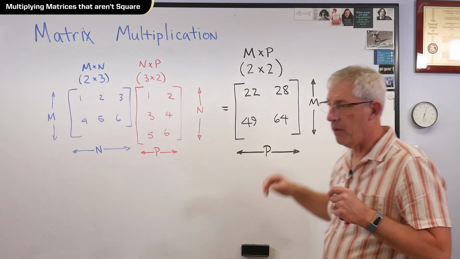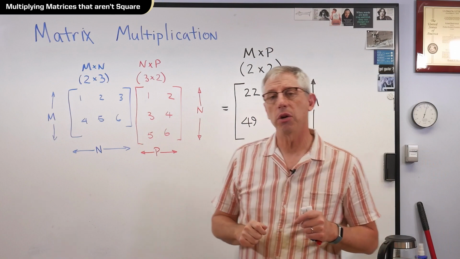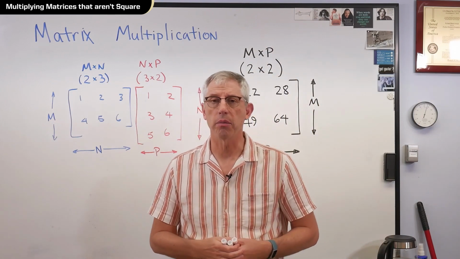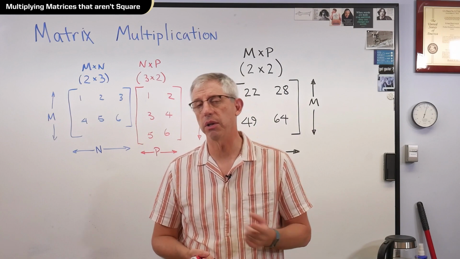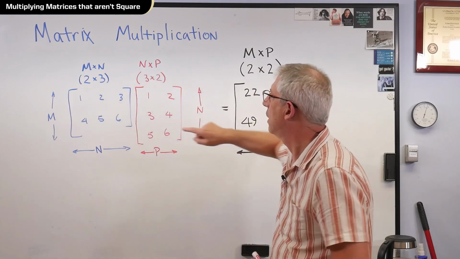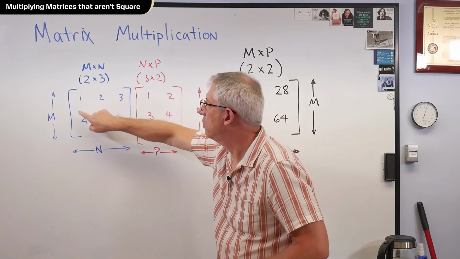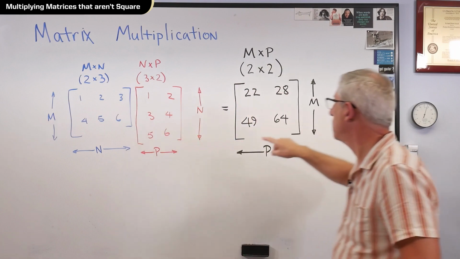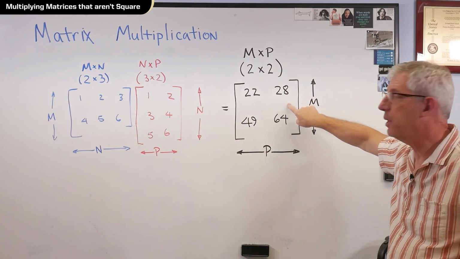And the second big idea is that when you're multiplying numbers, it's commutative. It doesn't matter which order you multiply numbers. So 2 times 3 is 6, 3 times 2 is 6. That's fine. But a matrix that has 2 rows and 3 columns multiplied by 3 rows and 2 columns winds up with 2 rows and 2 columns.